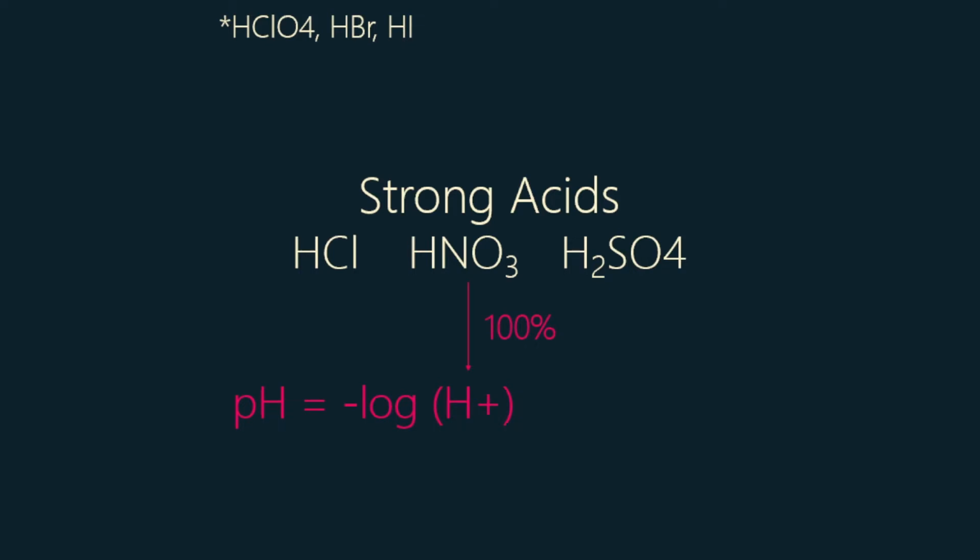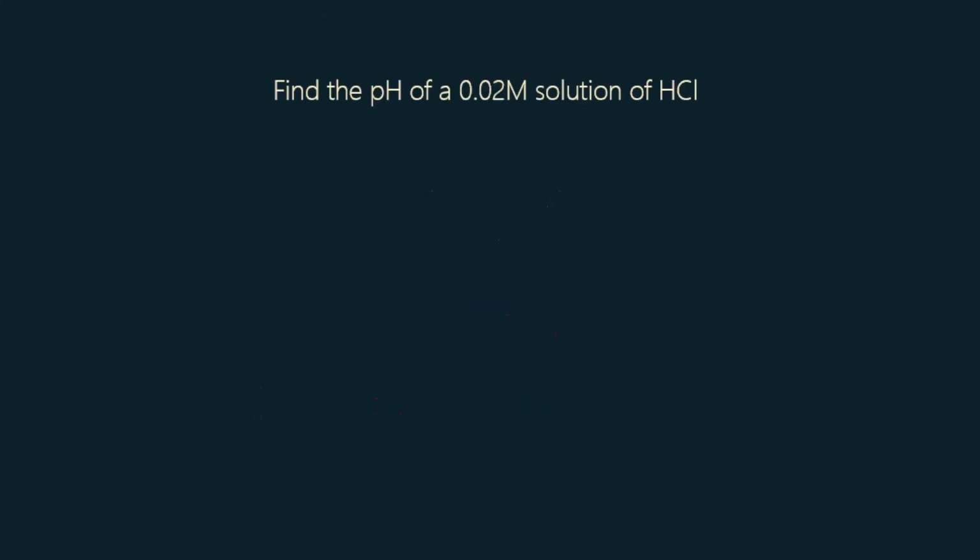So when we say strong acids dissociate or deprotonate 100% of the time, let's take an example. Let's say we had 3 molar HNO3. That means H+ is 3 molar, so to find pH, just take the negative log of it, and that gets us our answer. So, find the pH of a 0.02 molar solution of HCl.